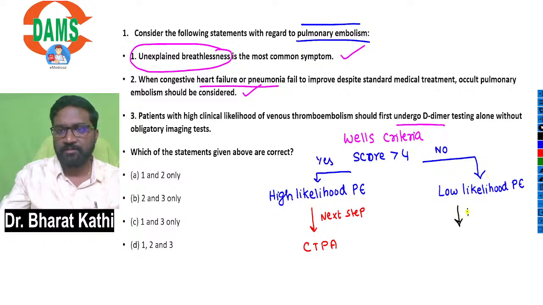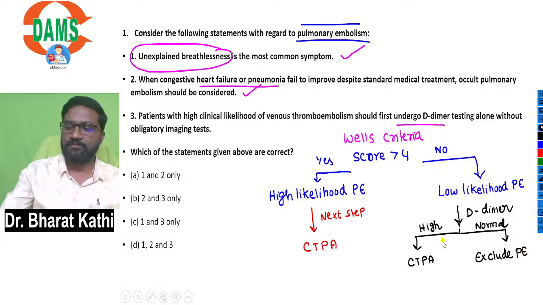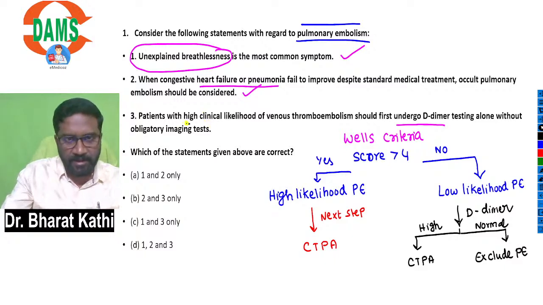Here, first we do a blood test called D-dimer. Only if it is high, then you go for the imaging test called CTPA. If it is normal, one can exclude pulmonary embolism. So this is the standard algorithm discussed. So here with the high likelihood, it is CTPA first. So this is wrong. You should select the option where 1 and 2 are only right.